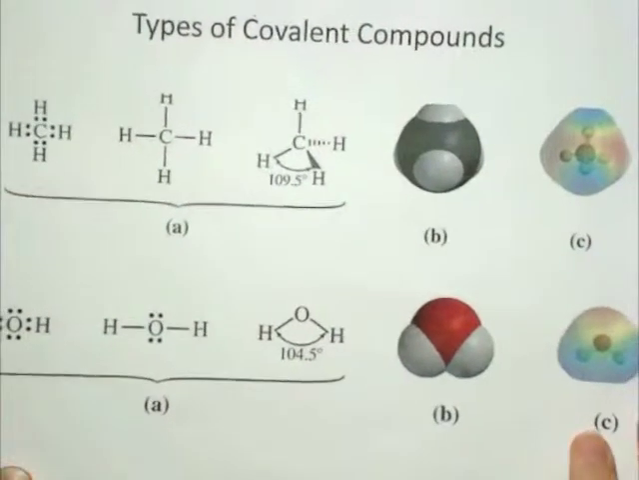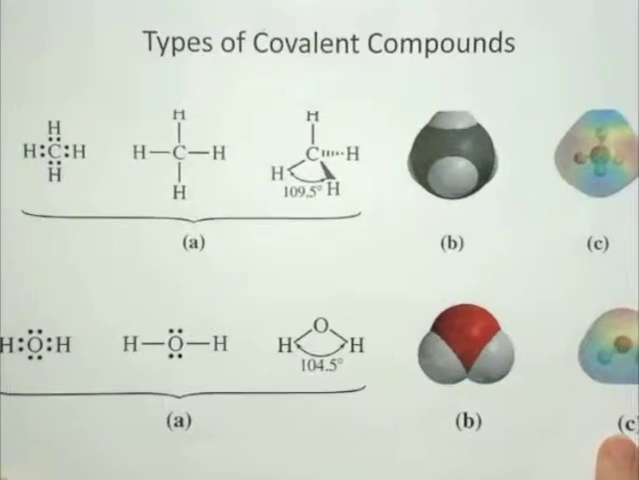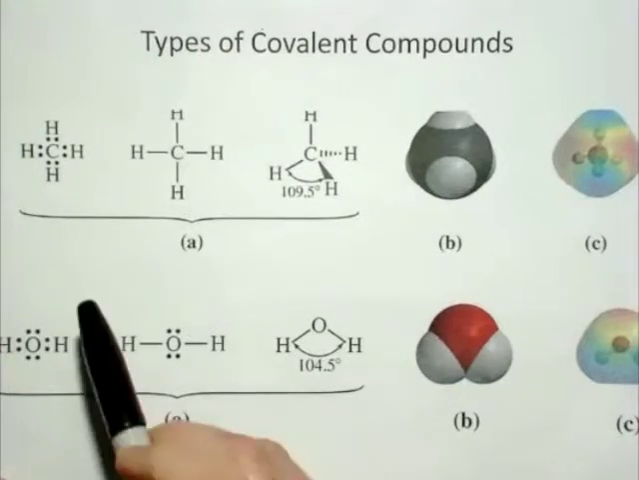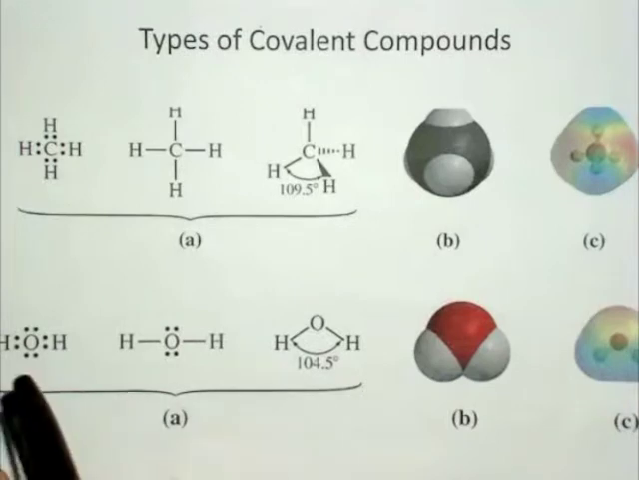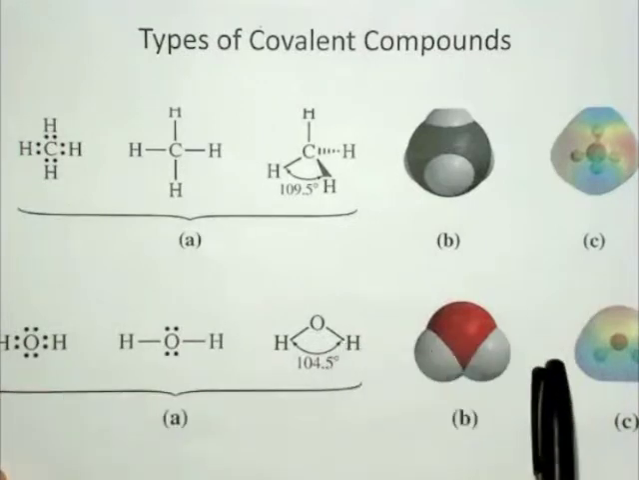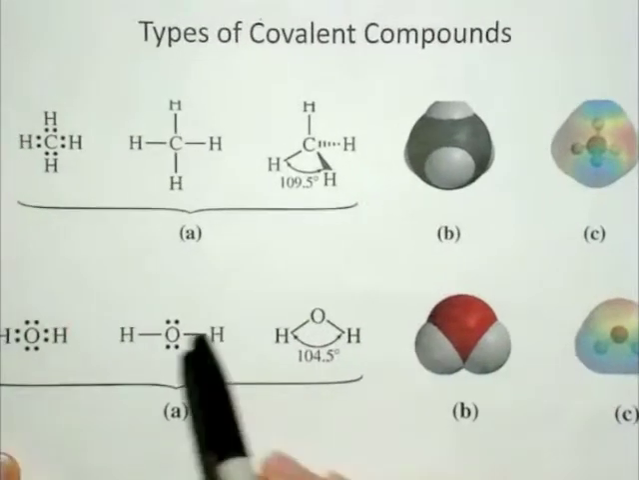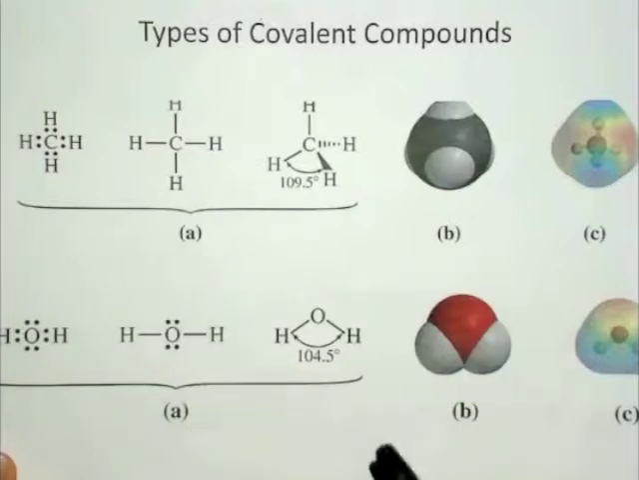So therefore, we're going to end up with different types of covalent compounds. All right, and so in these two cases, we're just looking at methane, and these are all the different ways we can represent methane. And this is water, all the different ways we can represent water. Okay, and we represent them in these different ways depending on the point that we're trying to make.